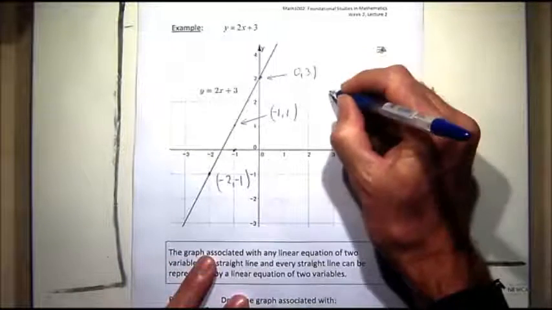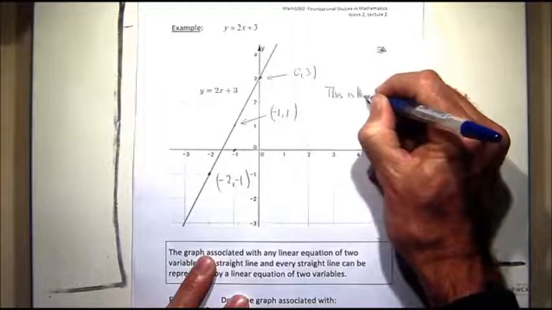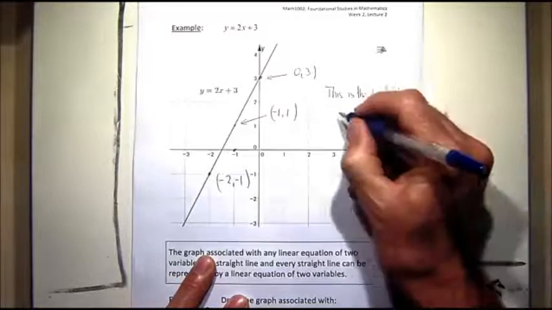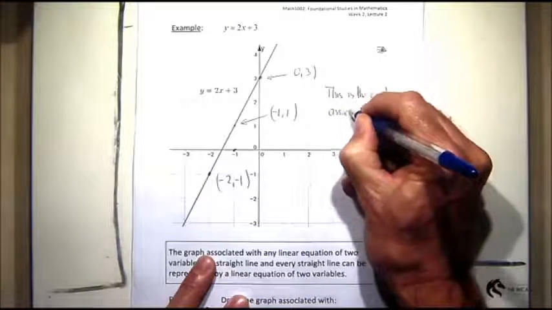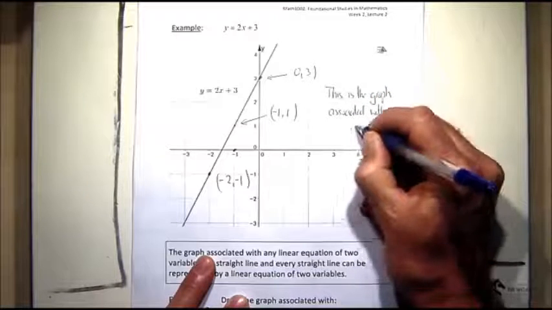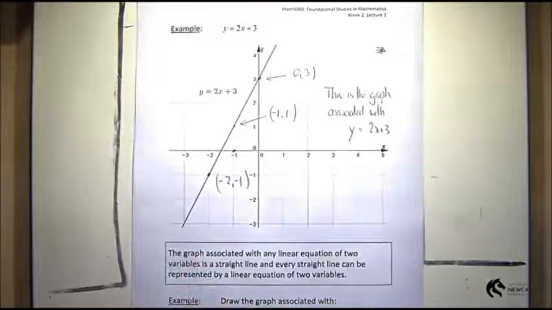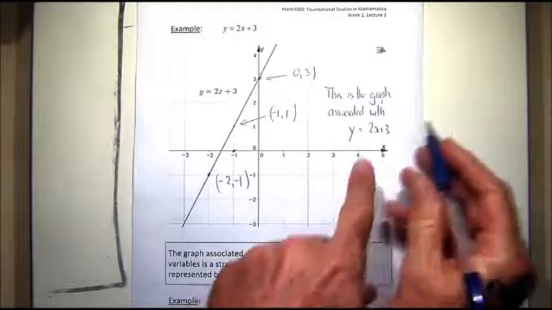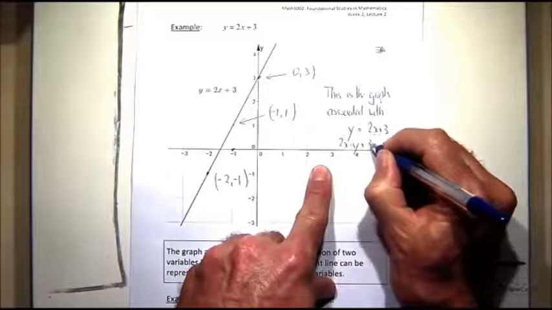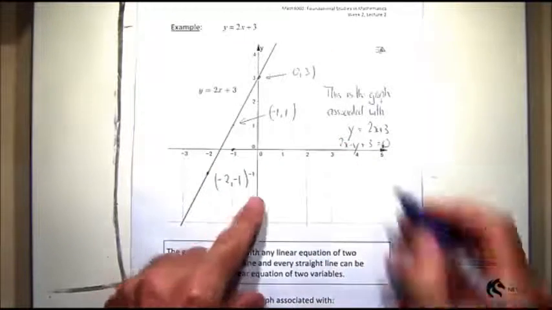So we can say this is the graph associated with the equation y is equal to 2x plus 3. Or if I wanted to, I could write that equation as 2x minus y plus 3 is equal to 0, or any other multitude of ways I could write that.